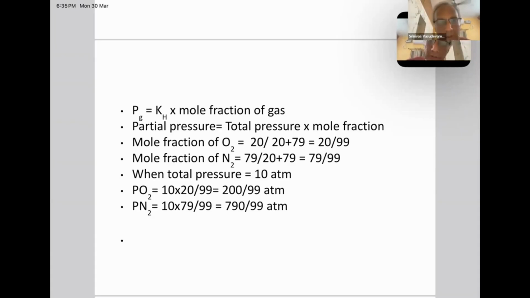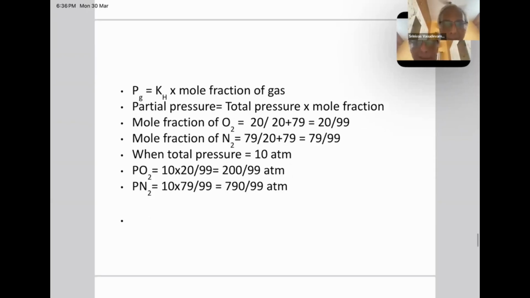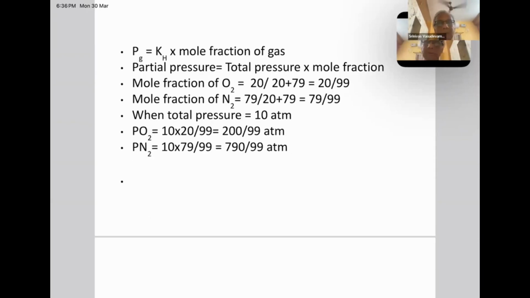So I can find out the partial pressure: mole fraction into total pressure. Total pressure is given as 10 atmosphere. So 10 into 20 by 99, 200 by 99 atmosphere is the partial pressure of oxygen. Partial pressure of nitrogen is 10 into 79 by 99, 790 by 99 atmosphere. So I know the partial pressure of oxygen and the partial pressure of nitrogen now.